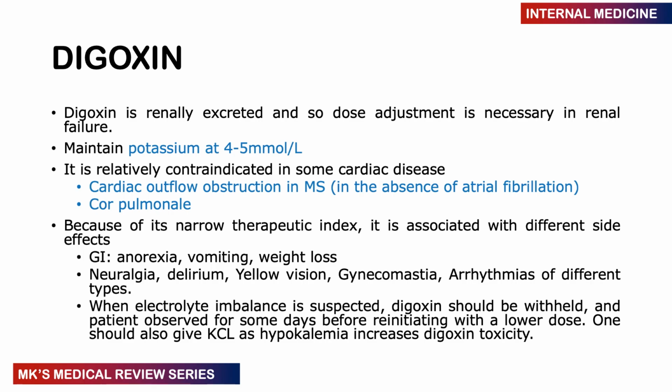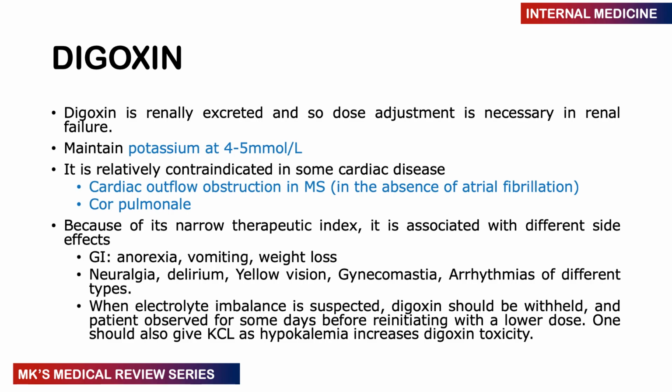Remember that it's going to be renally excreted, so you need to adjust the dose based on the renal function. You maintain your potassium between 4 to 5 millimoles because hyperkalemia and hypokalemia will potentially affect how digoxin is working. It's relatively contraindicated in patients with cardiac outflow obstruction like mitral stenosis, in the absence of atrial fibrillation, and in conditions like copamolone, this drug is contraindicated.